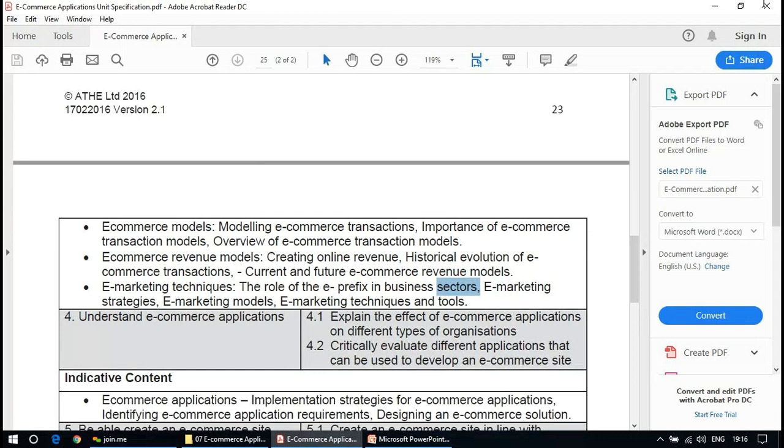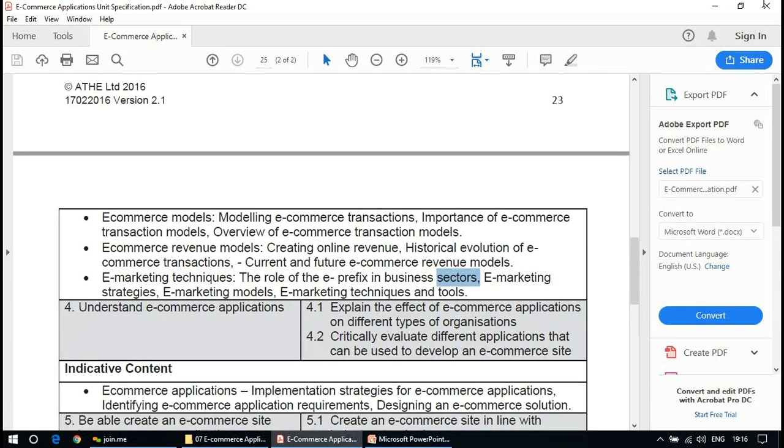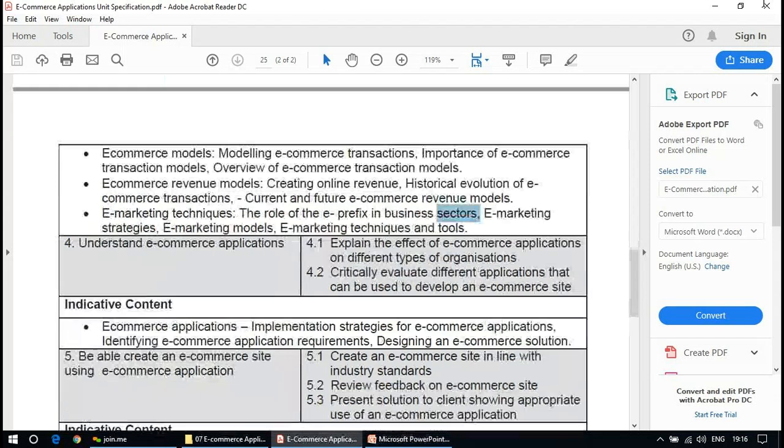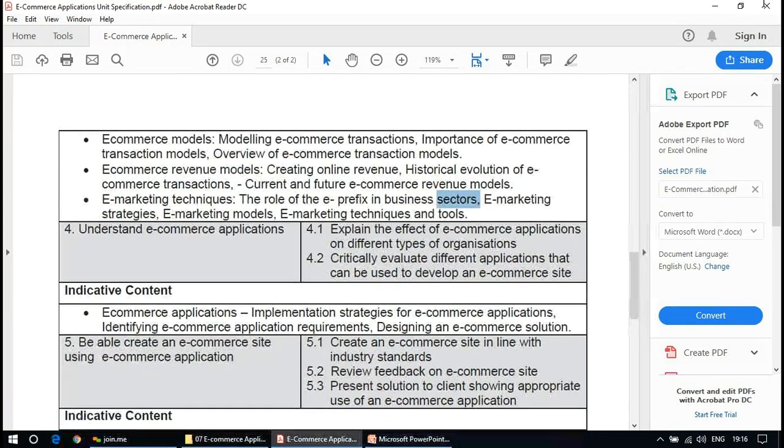And then we discussed certain e-com revenue models, like selling your services on pay per click and pay per subscription, and various other models. Now, understand e-com applications.